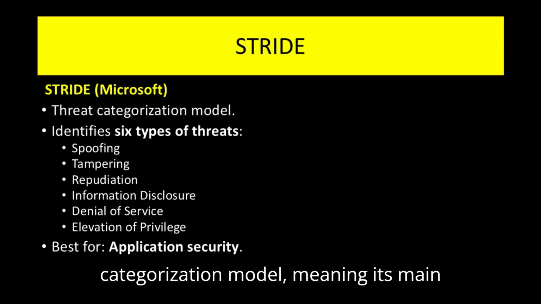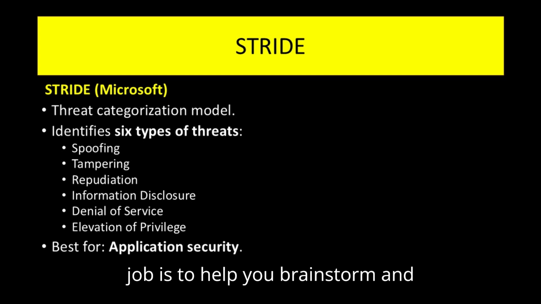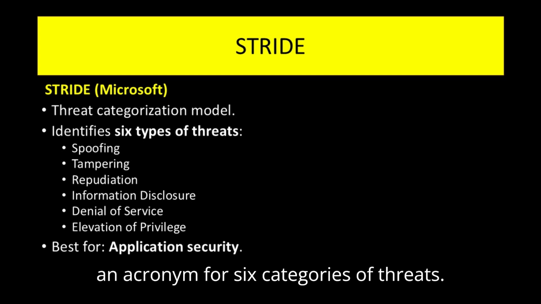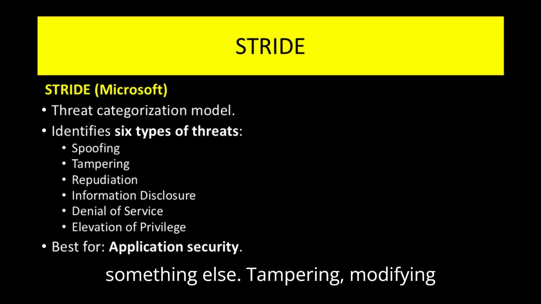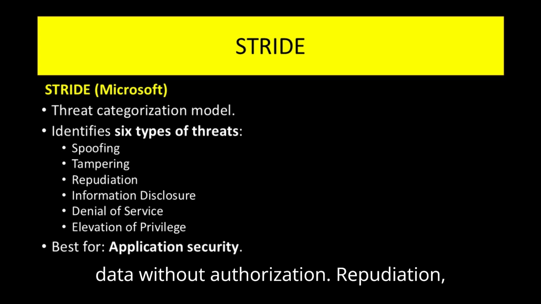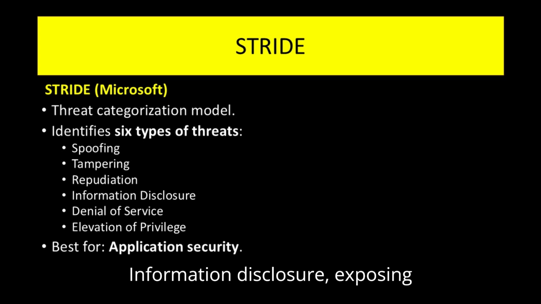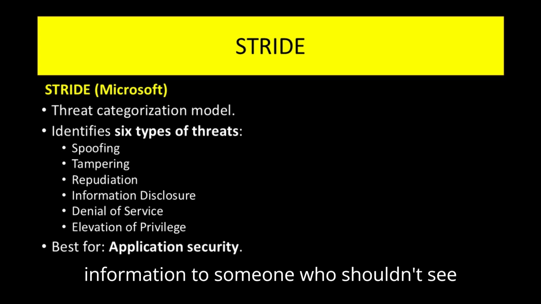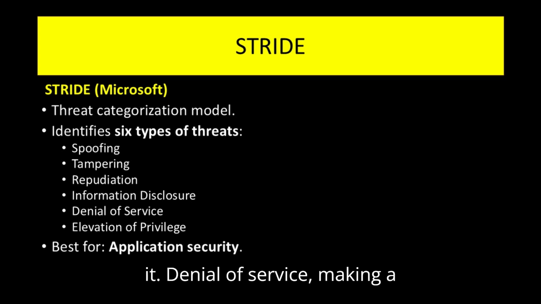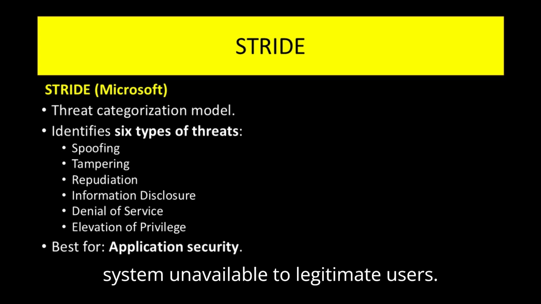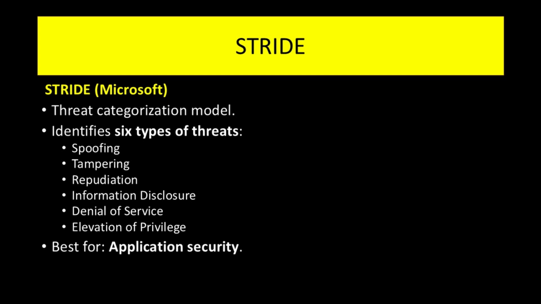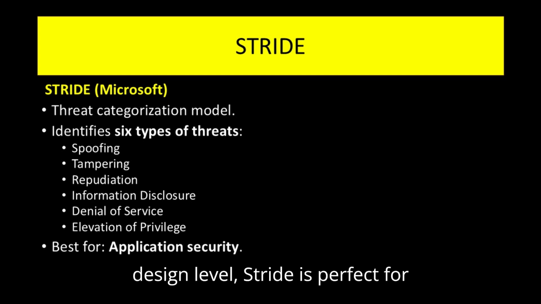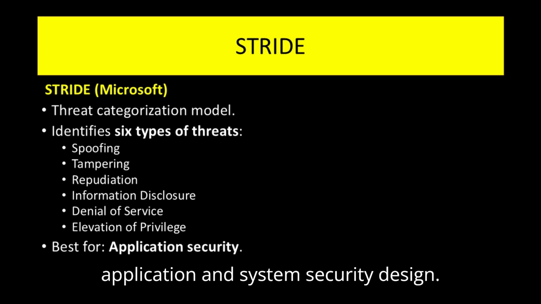Stride is a threat categorization model, meaning its main job is to help you brainstorm and organize different types of threats. It's an acronym for 6 categories of threats. Spoofing, pretending to be someone or something else. Tampering, modifying data without authorization. Repudiation, denying that you performed an action. Information disclosure, exposing information to someone who shouldn't see it. Denial of service, making a system unavailable to legitimate users. And elevation of privilege, gaining capabilities you're not entitled to. Because it's so comprehensive at the design level, Stride is perfect for application and system security design.